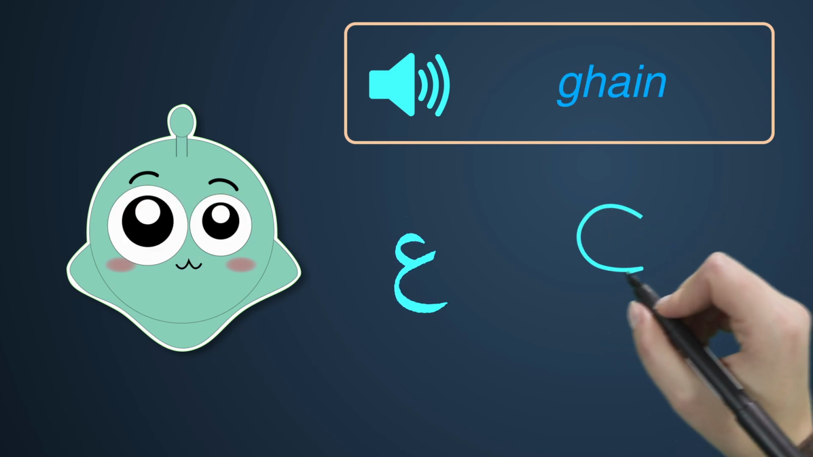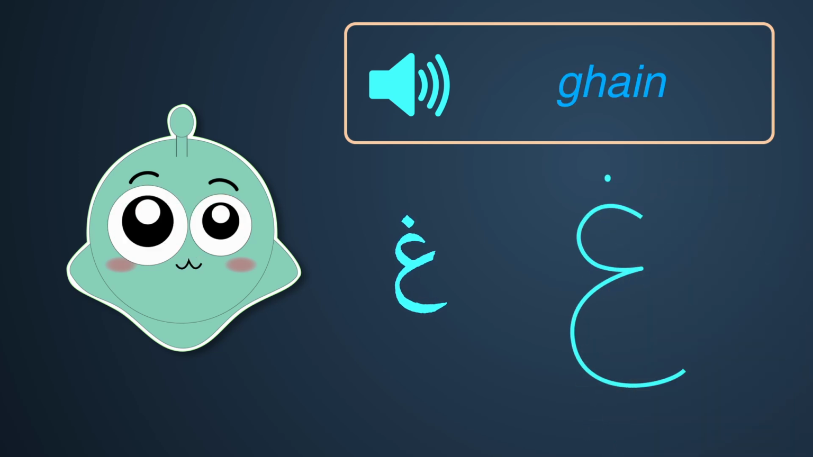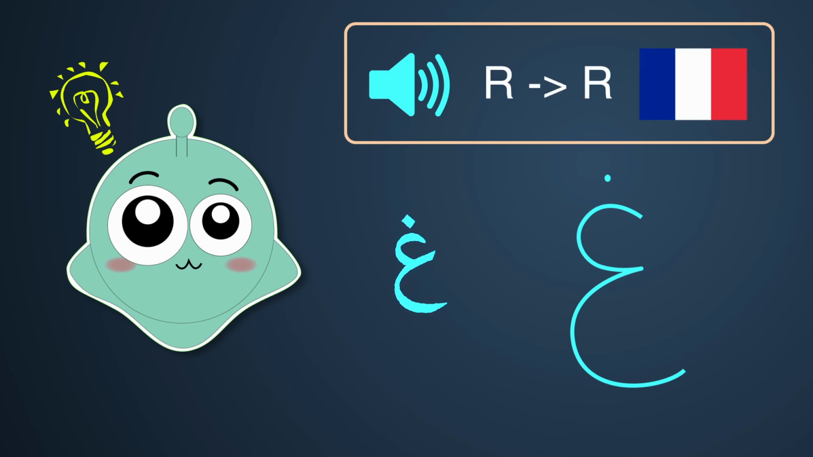Ghain. There is no equivalent letter, but the not so approximate sound would be the letters G and H, as in ghost. The identical sound would be the French letter R.